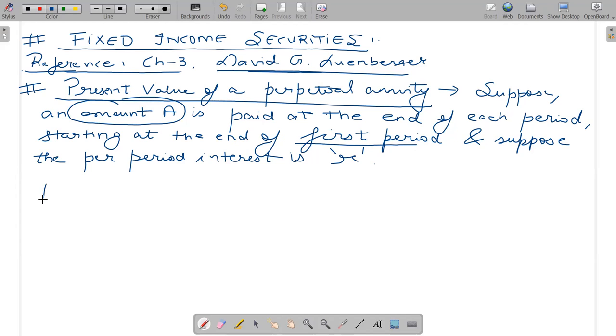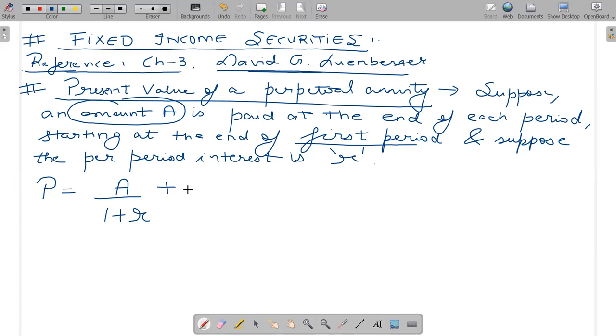When we talk about the present value, the first amount of A I will be receiving will be at the end of the first period. For simplicity, think of a period as a year. Otherwise, in a financial economics course, a period does not necessarily mean a year; a period is a set of defined days. But to make it simple, after 1 year my amount is A. What is its present value today? A upon 1 plus R.